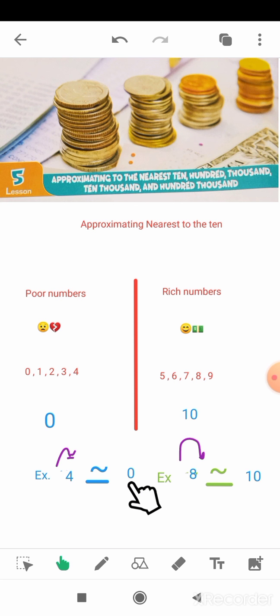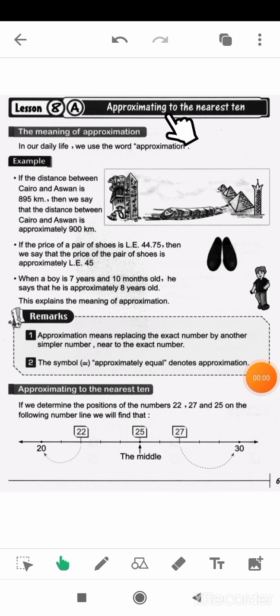In math we call this relation approximating, or approximately equal. So 4 is approximately equal to 0, because it's nearest to 0. And 8 is approximately equal to 10, because 8 is nearest to 10 on the line. This is approximating to the nearest 10.